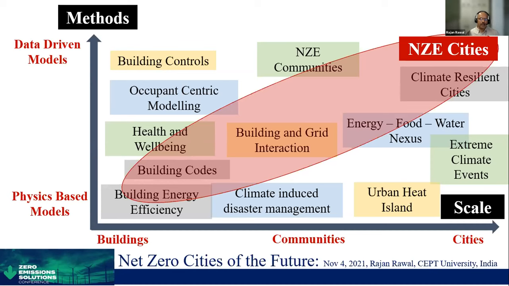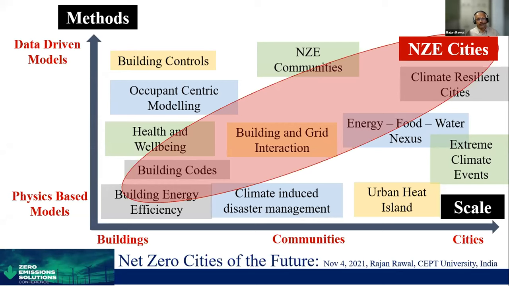a physics-based model. They account for the kind of climate under which the building is going to perform, what would be the occupancy, what would be the nature of the activities inside. Based on that, one can design a building, looking at the building physics, looking at the various aspects of HVAC systems and so on and so forth. When you increase the scale, that similar kind of approach can also help us manage climate-induced disaster, where you're looking at the supply or unavailability of electricity and how we rely on simple solar photovoltaics or simple battery storage to make sure that the building still performs at the minimum level.